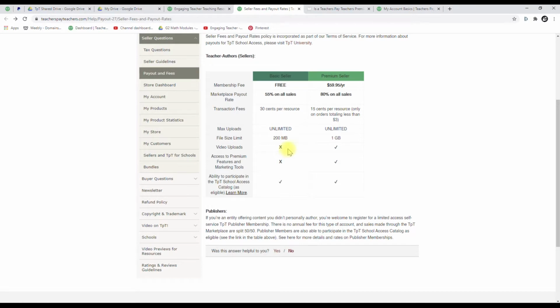And the video uploads, those are for what? Previews or? You know what? I think it's video uploads for products. Oh, okay. I don't know if they allow video previews for a basic seller or not. I'd have to look into that. They have access to premium features and marketing tools. You can't have that as a basic seller, but you get it as a premium seller. Quite honestly, I have no idea what that is. But I have access to it since I'm a premium seller.